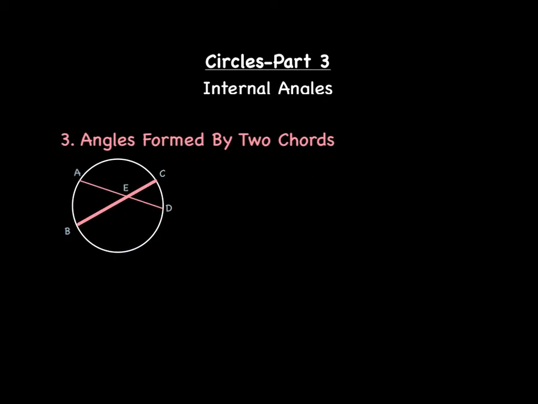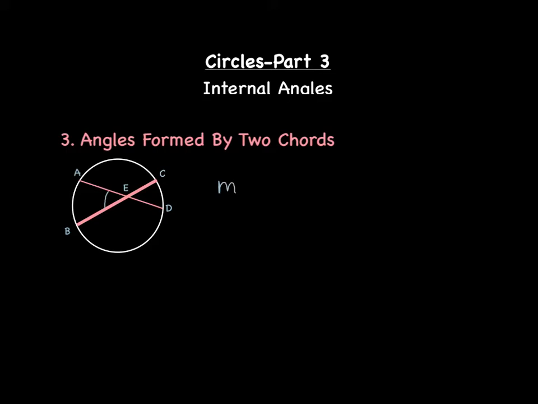Here we have our third type of internal angles, angles formed by two chords. Now, these can go through the center of the circle, but typically they don't. Because if they did, we could just use these central angles, which was our first type of angles. So here we have two different pairs of angles. We see vertical angles. We're only going to look at angle AEB, although this process would fit for any of them.